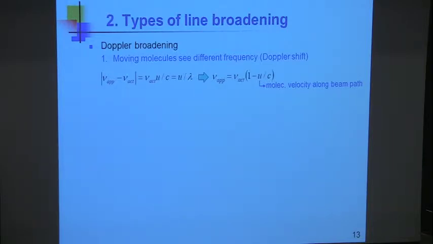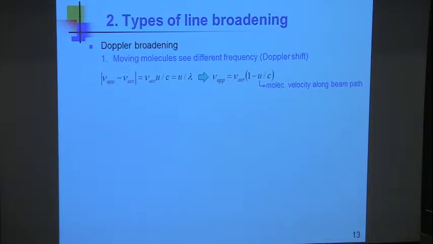Okay, now the other primary type of broadening is called Doppler broadening. Individual molecules move according to the Maxwell-Boltzmann distribution, forward and backwards relative to the incoming laser beam. If they're moving away from the laser, they will see a lower frequency. Moving toward the laser, they see a higher frequency.